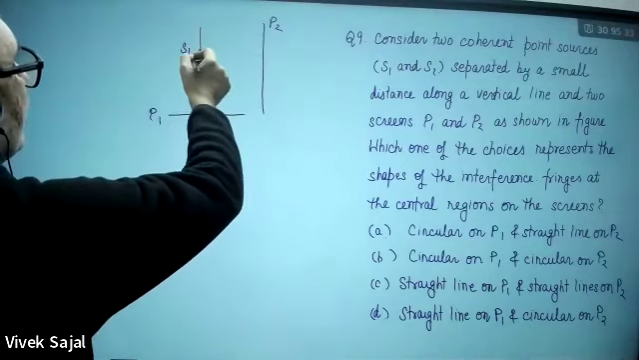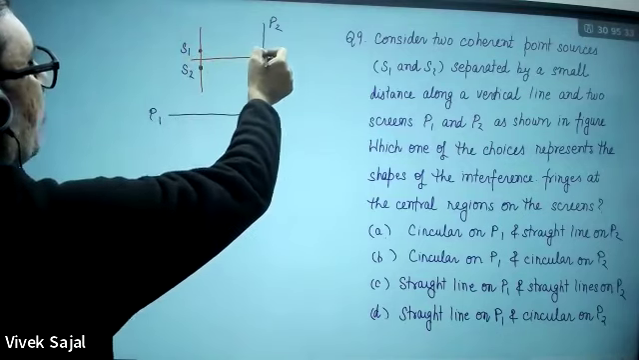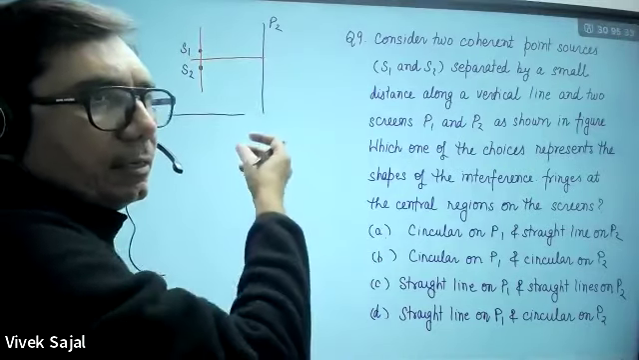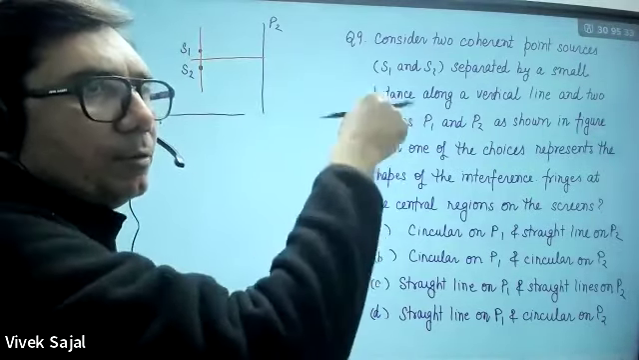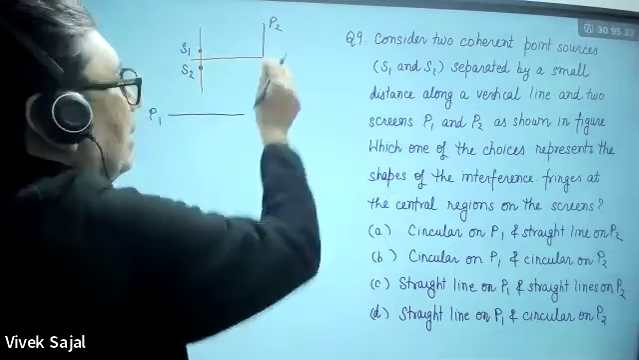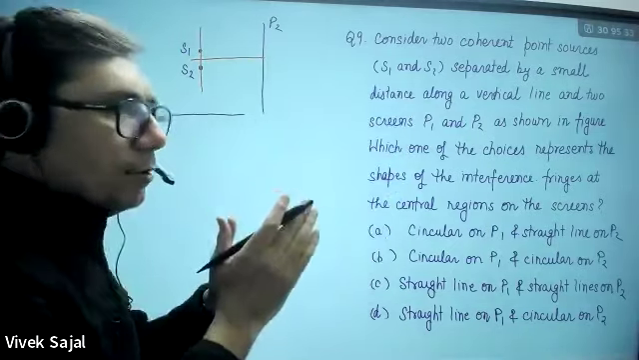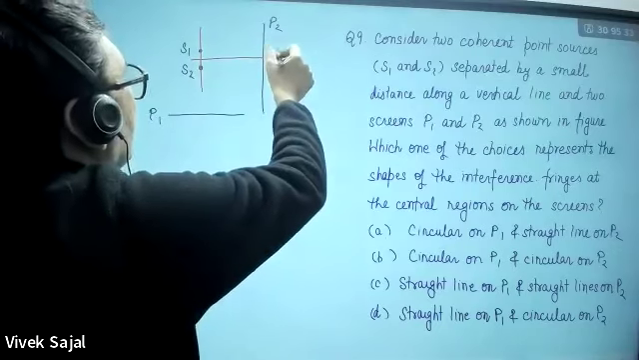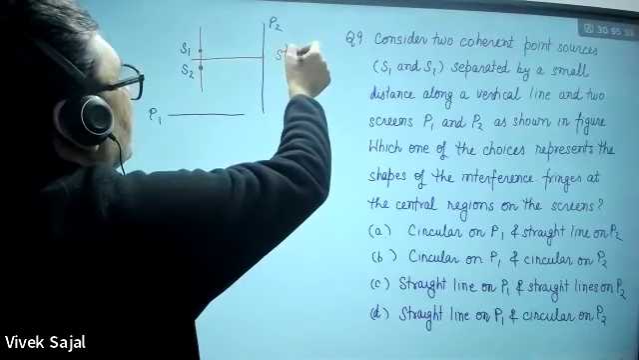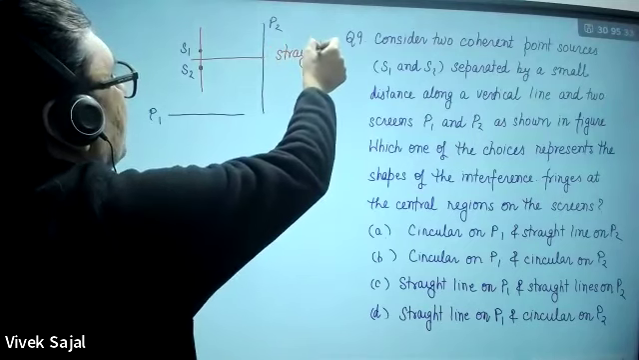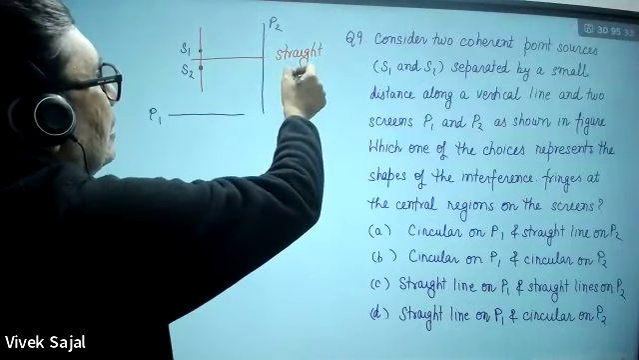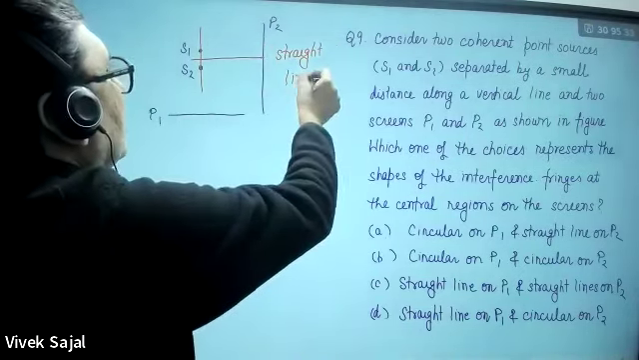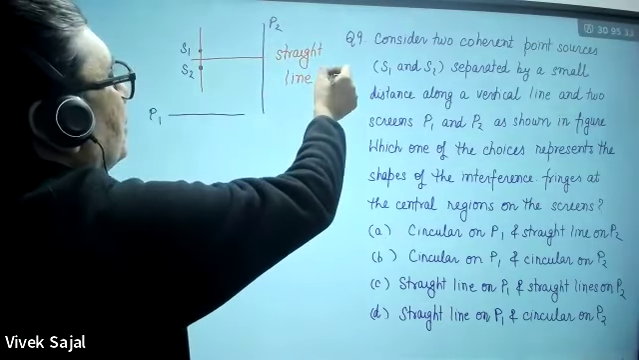So if a screen is here, try to understand, if you are having a screen here, what type of fringes you are going to get. You will get hyperboloid of revolution, or hyperbolic fringes on this screen, and they will appear straight line to you because you are observing a very small part of those fringes. So here you are going to have straight line fringes, but remember that these straight line fringes actually are parts of hyperbolas.